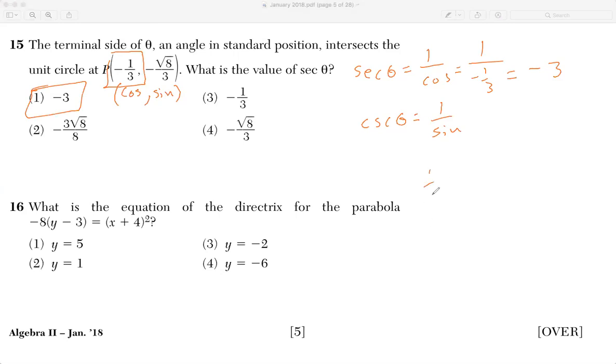You could do 1 over 1 over negative 1 over 3. Keep, change, flip. Okay, so nice and easy one as long as you know the definition for what secant theta is.